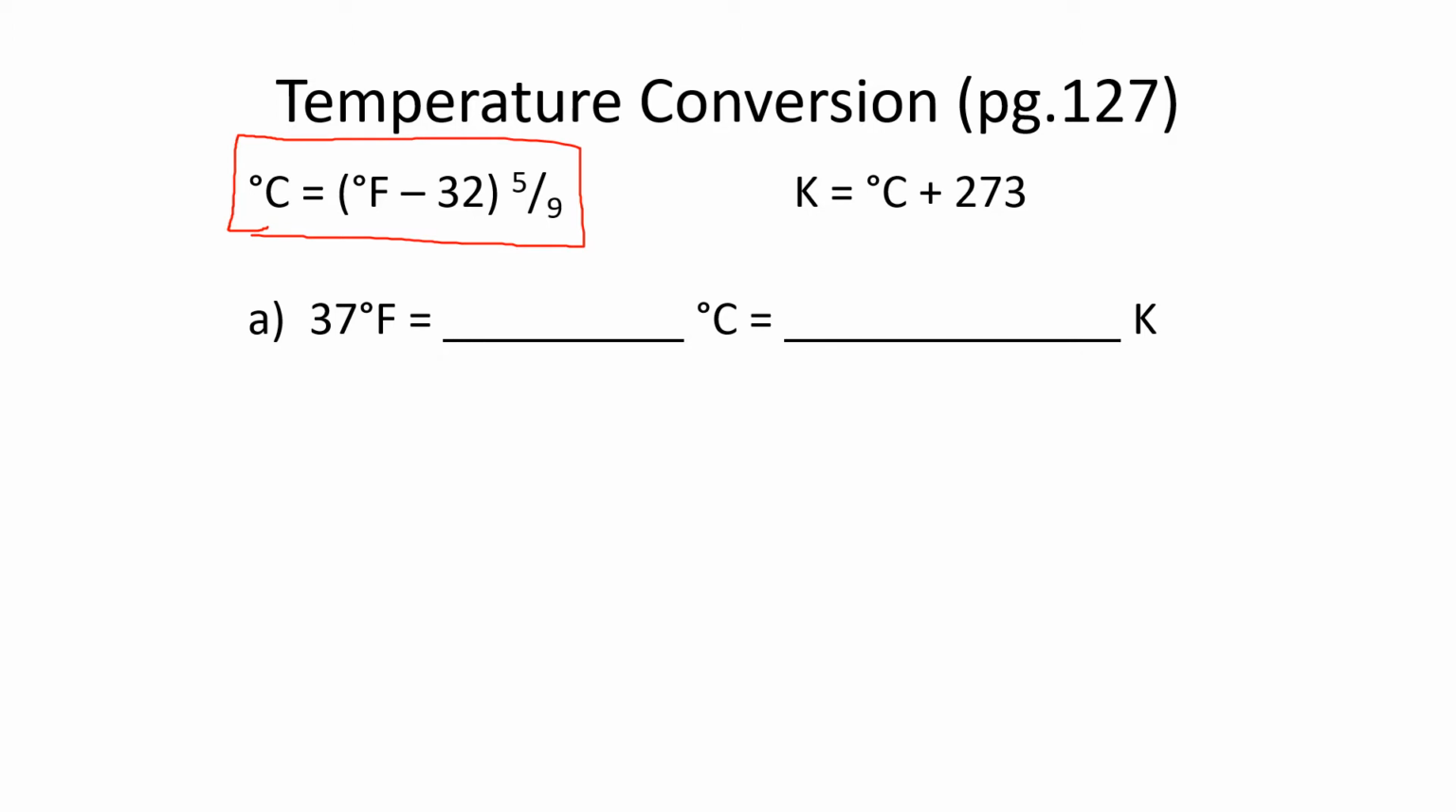Are you guys familiar with Kelvin? No? Kelvin is the absolute temperature scale. So theoretically, there's no motion at negative 273 degrees Celsius, 0 Kelvin. All right, so plug and chug.